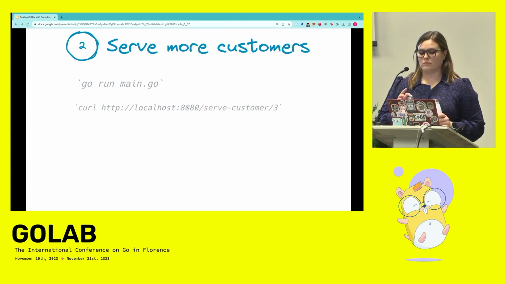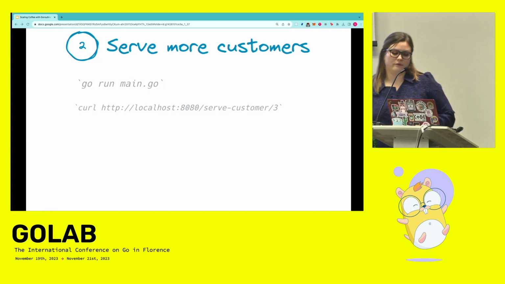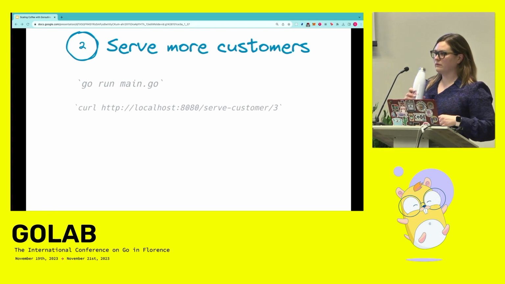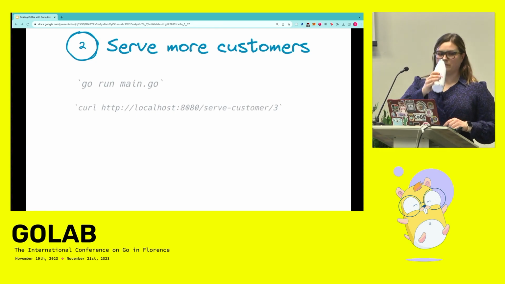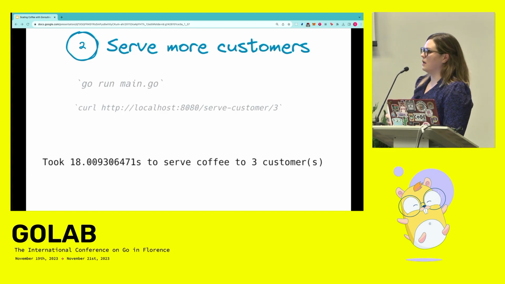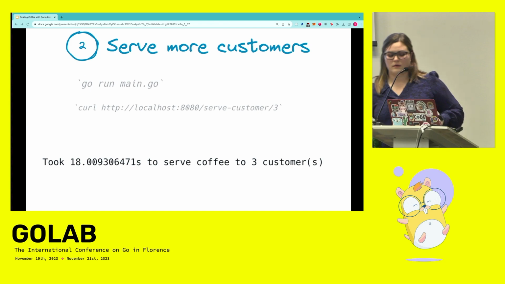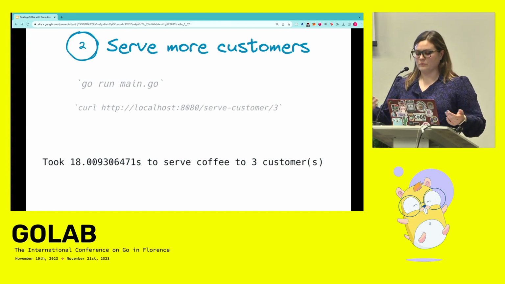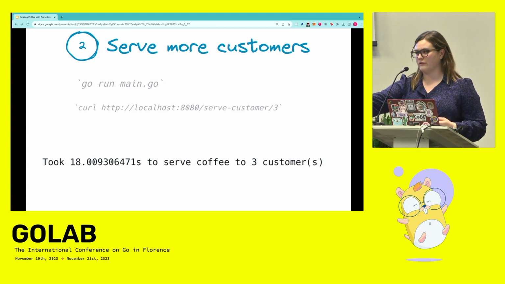So now when the program runs, we can make a curl command to localhost. And if we try to serve 3 customers, what do you think it will print out? 18 seconds, yeah, because this is all happening one at a time. So we're trying to serve 3 customers. We've got 3 actions. We're doing them in one go. This is a lot of work for Daniel.